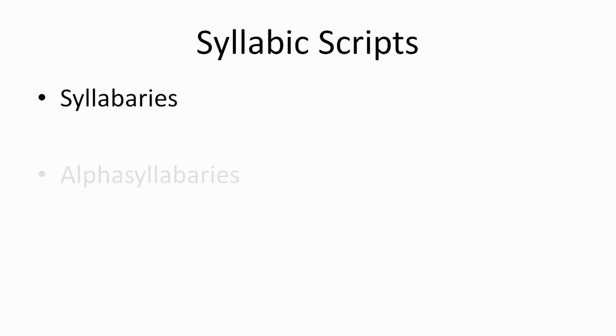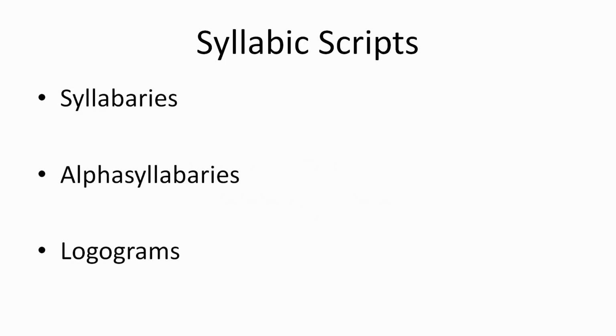As I mentioned in the previous video, there are many ways to categorize writing systems. I just use a simple method in these videos. And also there are quite a few tonal languages which I show examples of, so of course my pronunciation is not going to be perfect at all. So the main types of syllabic scripts are syllabaries, alphasyllabaries, and logograms.